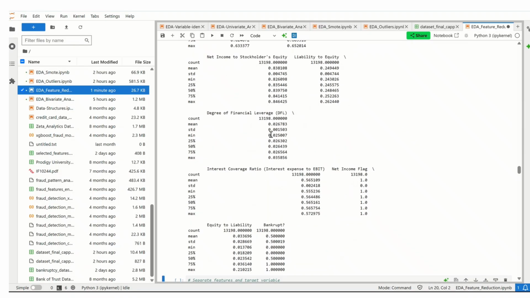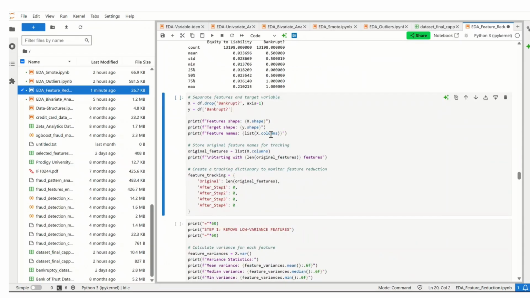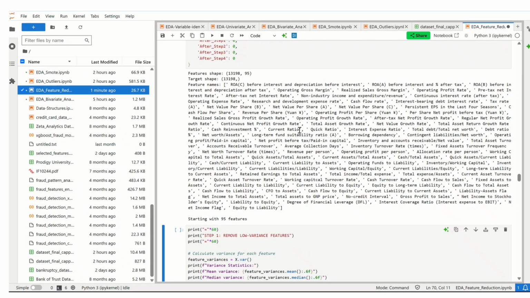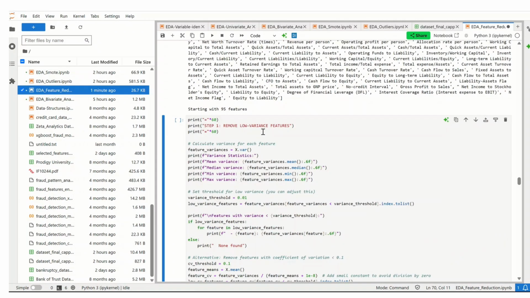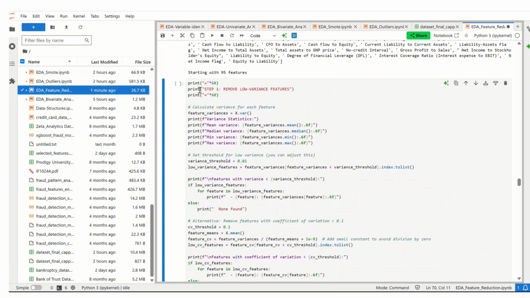Now let's see what we'll do. We'll do four steps: step 1, step 2, step 3, step 4. In each step we will try to reduce the features. First we'll look at the variance, then we do an ANOVA test, then we'll do model-based selection. So we'll go step by step, capturing the information here, including the target shape. In step 1, we want to remove the low variance features.